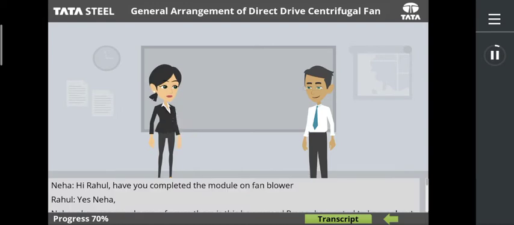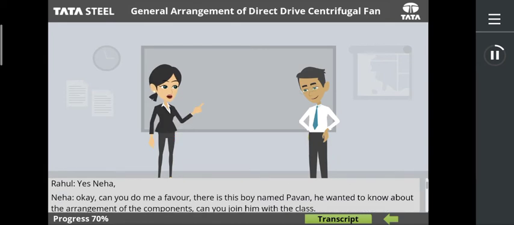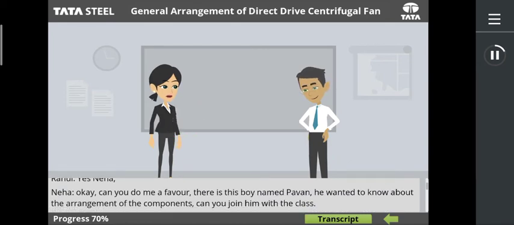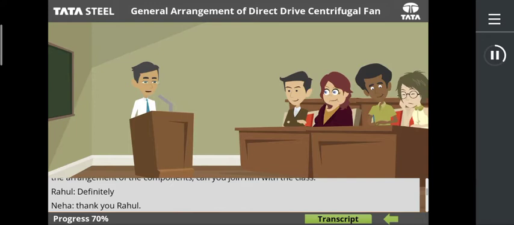Rahul, have you completed the module on fan blower? Yes, Neha. Okay, can you do me a favor? There is this boy named Pavan. He wanted to know about the arrangement of the components. Can you join him with the class? Definitely. Thank you, Rahul.